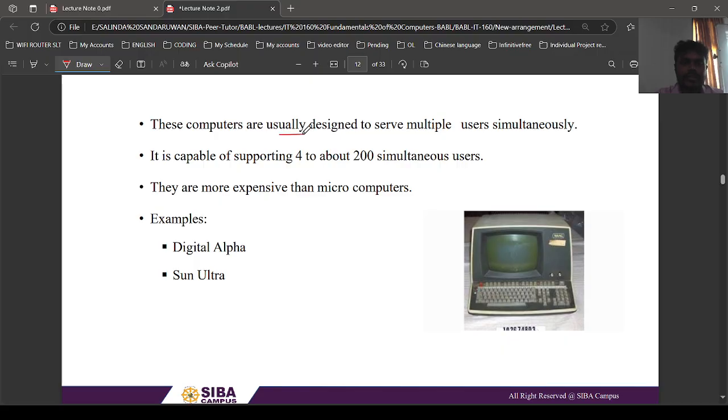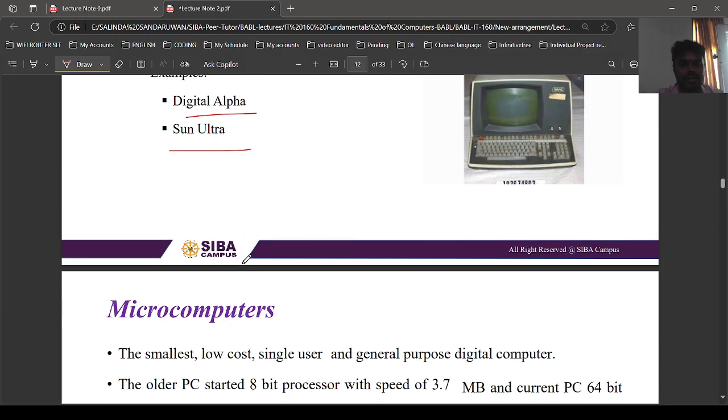These computers are usually designed to serve multiple users simultaneously. They are capable of supporting 4 to about 200 simultaneous users. They are more expensive than microcomputers. Examples: here you have Digital Alpha, Sun Ultra.